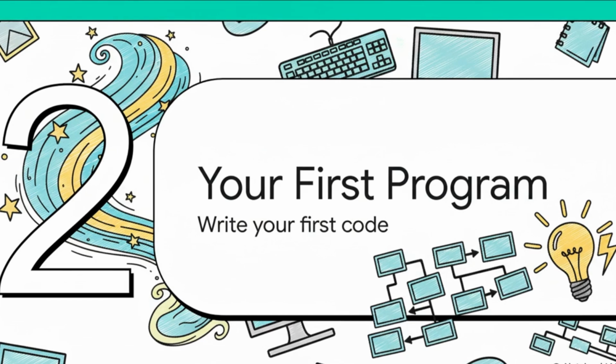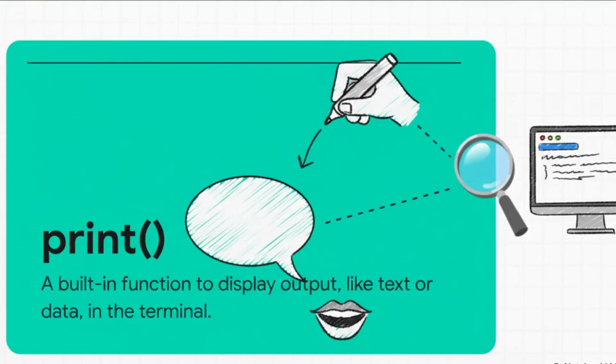Okay, setup's done. Now for the really fun part, the magic. It is time to write your very first line of code. This is the moment you officially become a programmer. Let's go. Our very first command is going to be print. Think of print as your voice. It's how you tell the computer, hey, display this for me. For a beginner, this is the most important tool you have because it lets you see exactly what your code is doing at any point. It's your way of getting feedback.